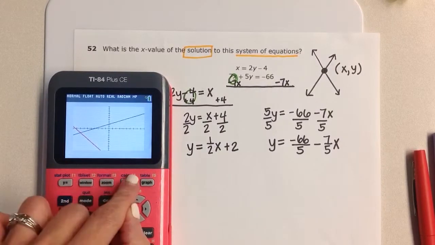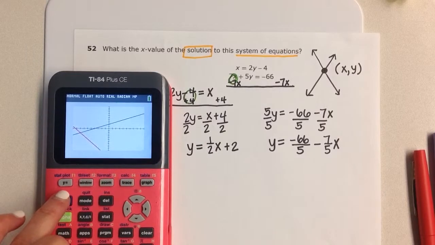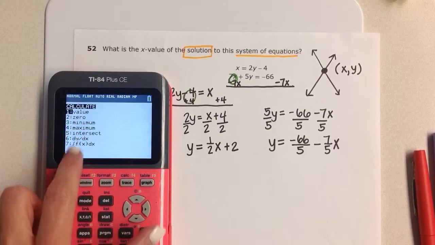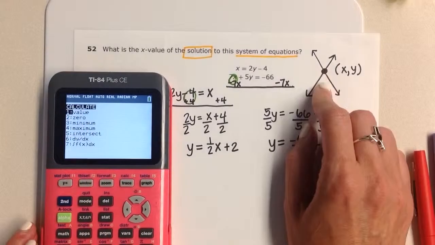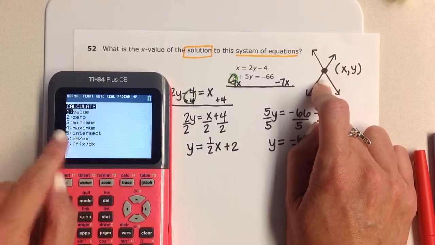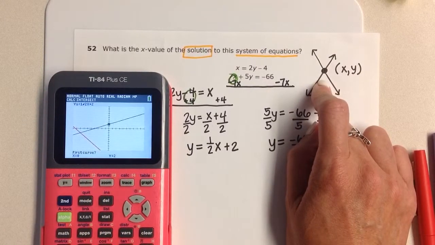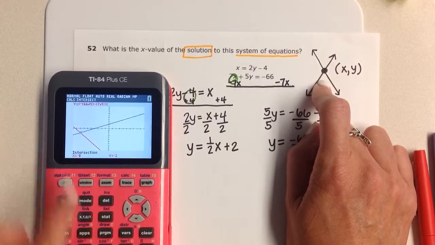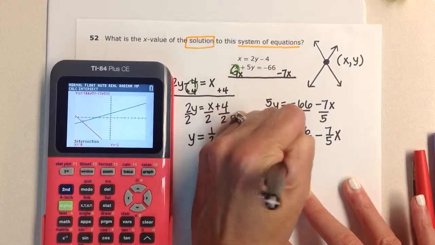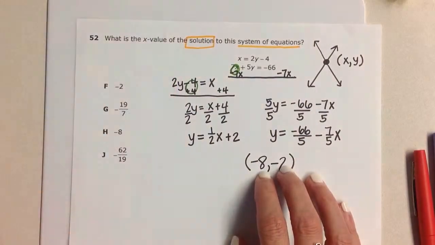So I'm going to go to second trace. There we go. And I'm going to look at my options for that. If I'm trying to find where they cross, let's see what word means cross and intersect. So I'm going to pick option 5, and then I'm just going to hit enter. So yes, I want to use that line. And then I want to use the second equation I typed in, and I've got to hit enter again for my answer. And it tells me that they intersect at the ordered pair -8, -2.